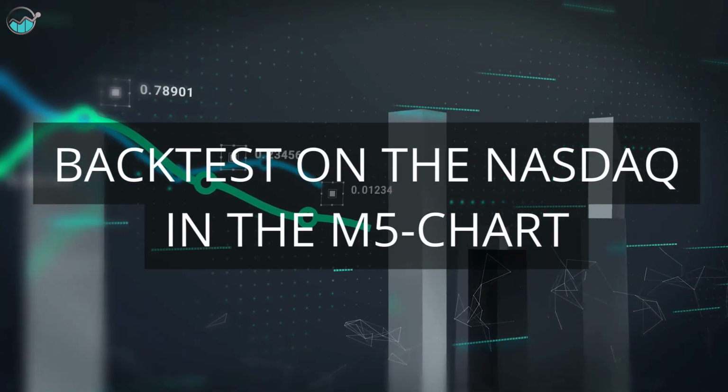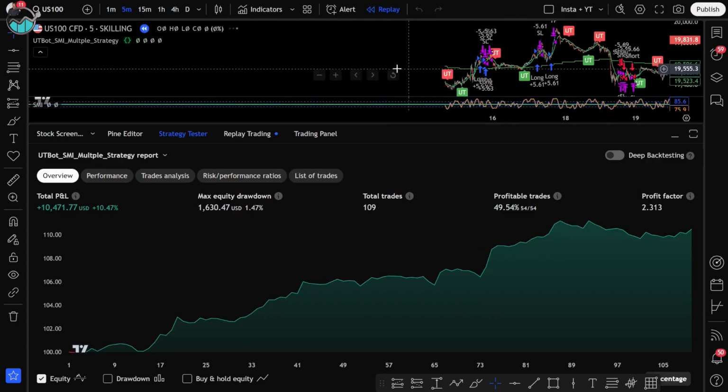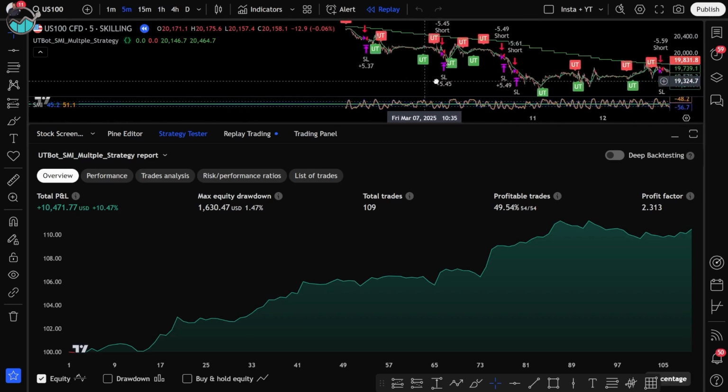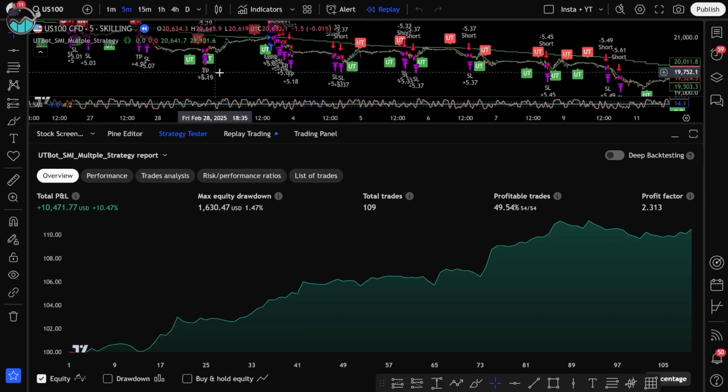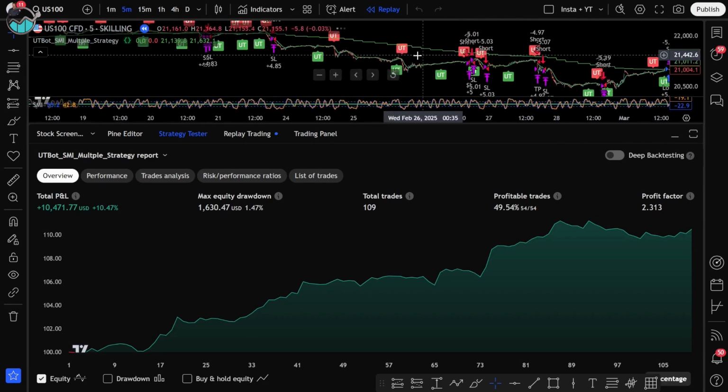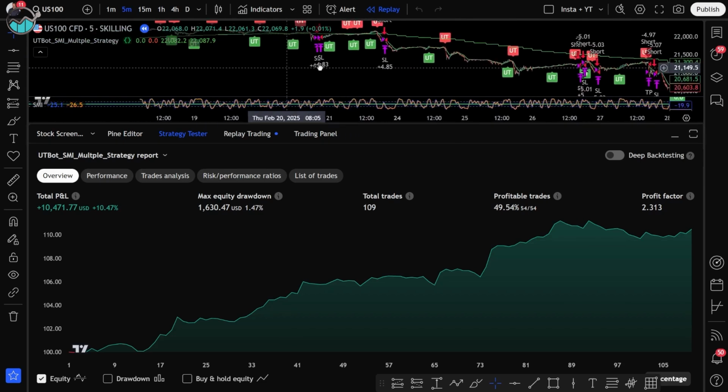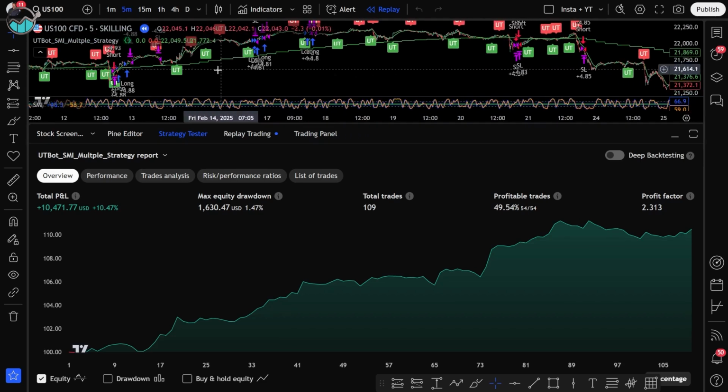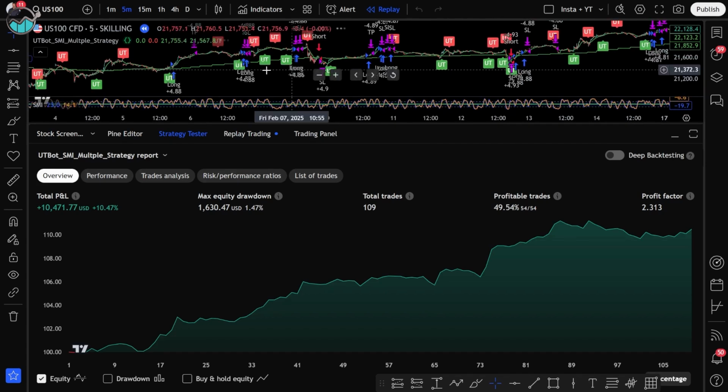Backtest on the NASDAQ in the M5 chart. The following backtest is based on the NASDAQ in the 5-minute chart and uses exactly the rules I just explained to you, including defined sessions, all filters, and a CRV of 1 to 3. The system trades both long and short signals and allows up to 10 parallel positions at the same time.